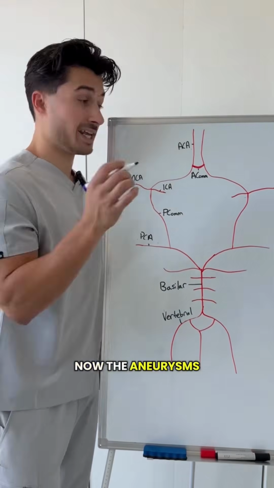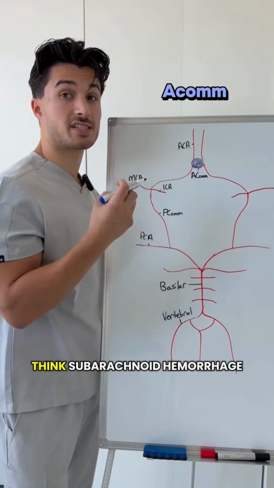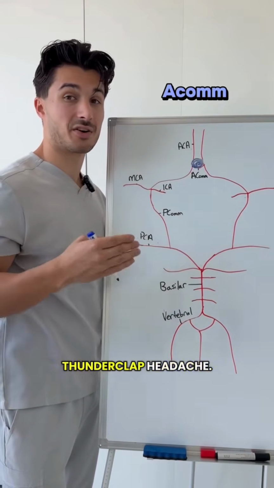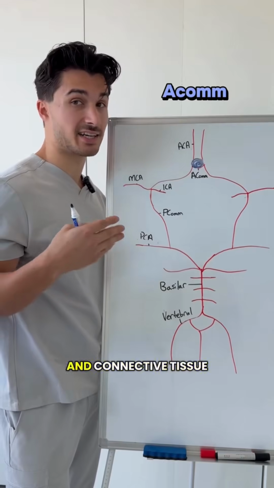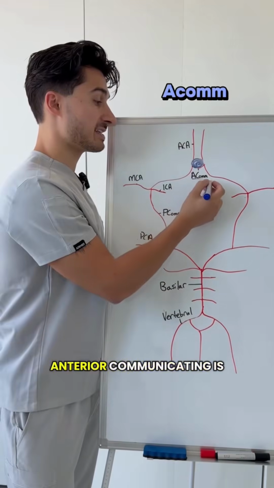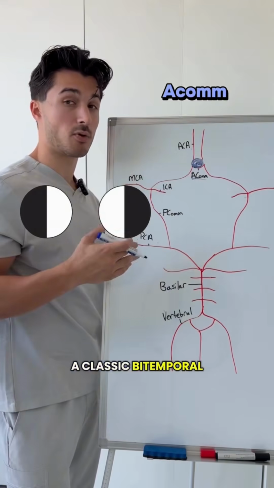Now the aneurysms. An ACOM aneurysm is a classic Berry aneurysm. If it ruptures, think subarachnoid hemorrhage and that classic thunderclap headache. Remember, Berry aneurysms are more common in polycystic kidney disease and connective tissue disorders. Also, because the anterior communicating is near the optic pathways, you can get a classic bitemporal hemianopia.